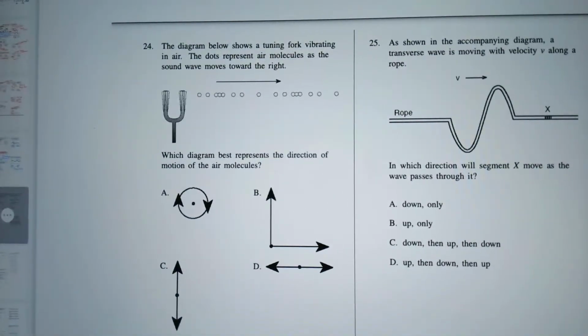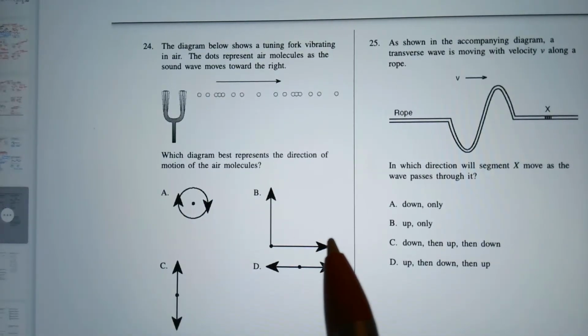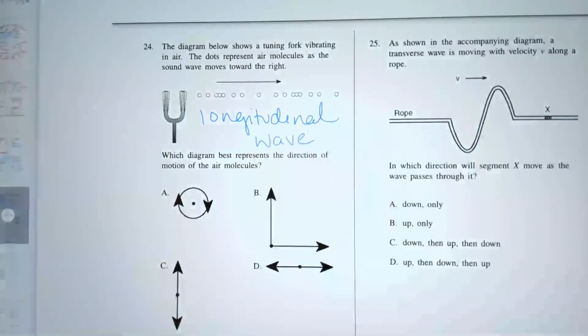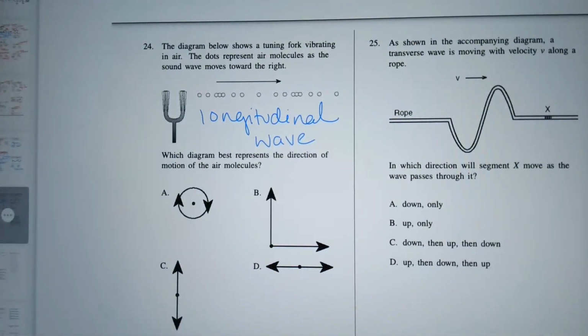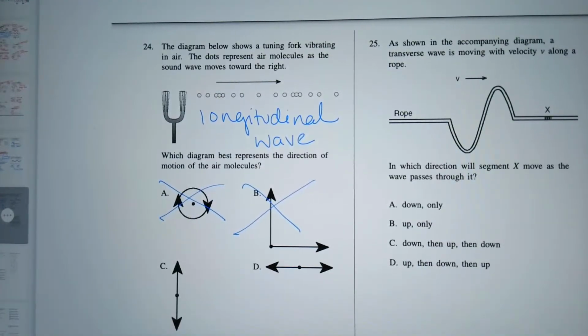24. The diagram below shows a tuning fork vibrating in air. The dots represent air molecules as sound waves move towards the right. Which best represents the direction of motion of these particles? From this diagram, we see that some pieces are really close together and others are elongated. So this is a different way to represent a longitudinal wave. First things first, two answers right away make no sense. A and B, those are terrible. But C and D could be potential answers.